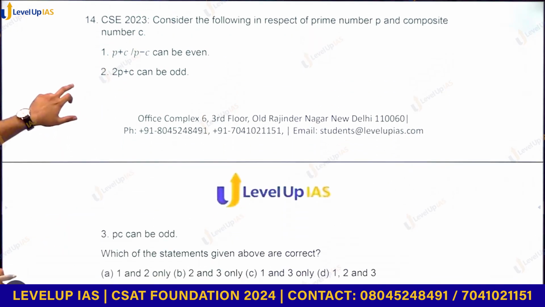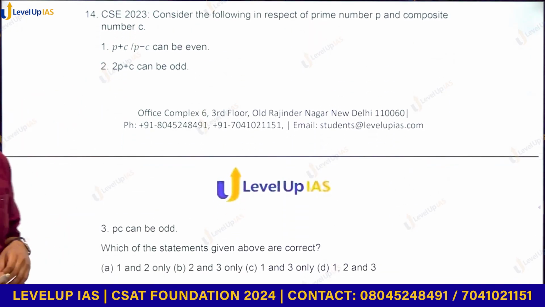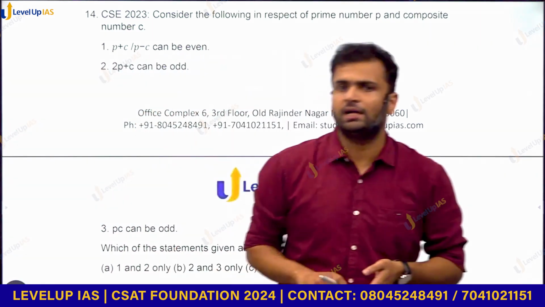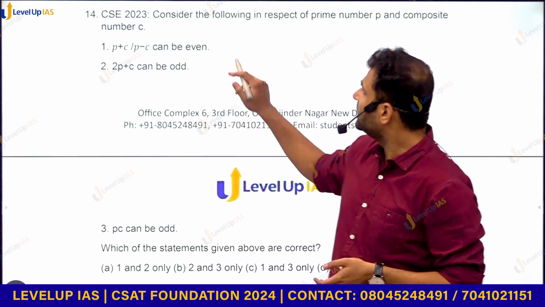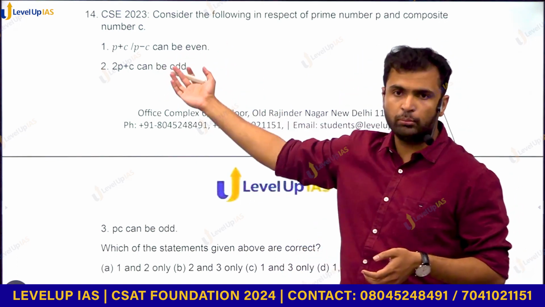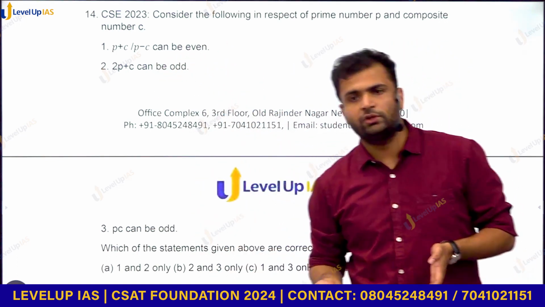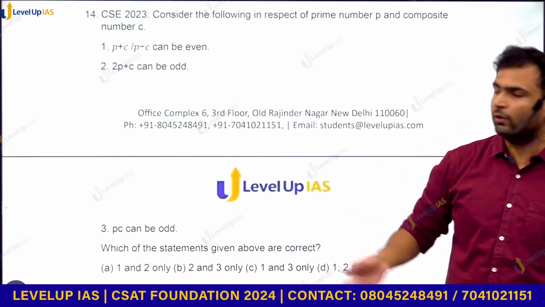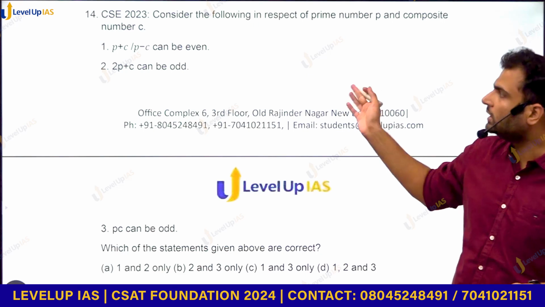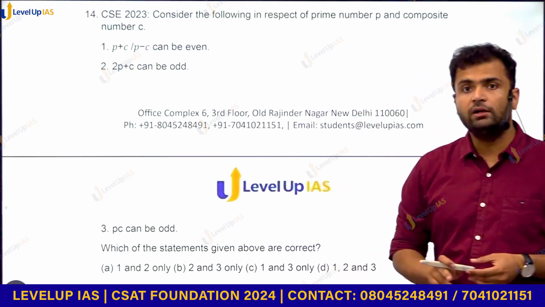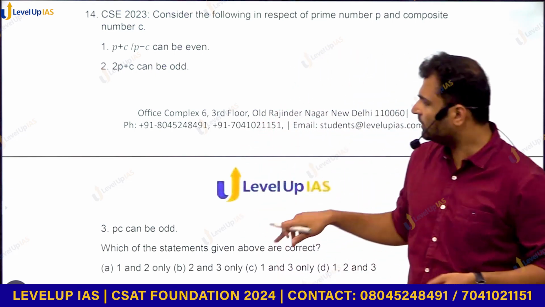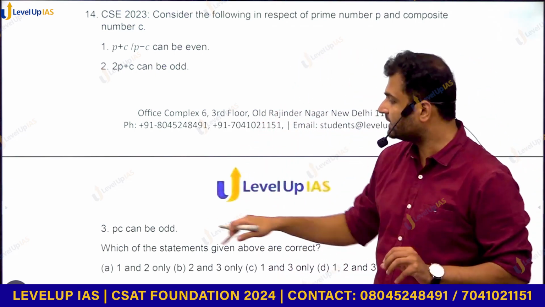This question is again kind of a repetition, I would say, because similar questions were asked in last year's paper as well. We are given one prime number and one composite number. Now to solve this question, you should know what a prime number is and what a composite number is. Without that, you cannot proceed. So see how much importance arithmetic holds. And yes, firstly the question says can be.